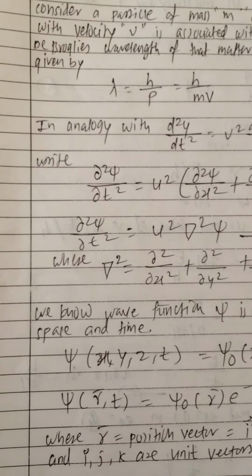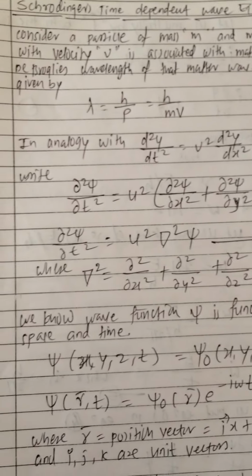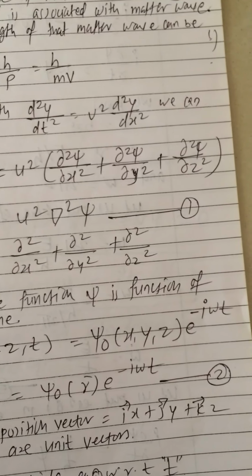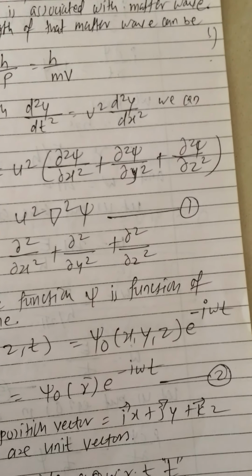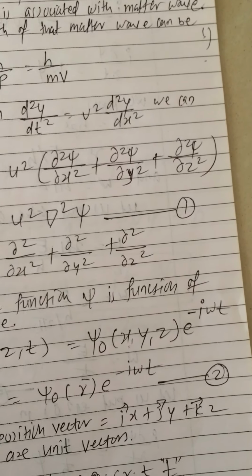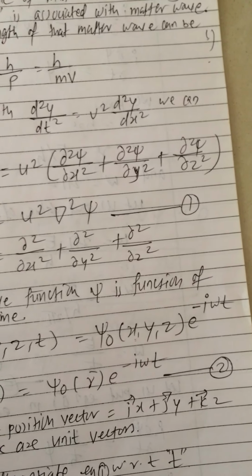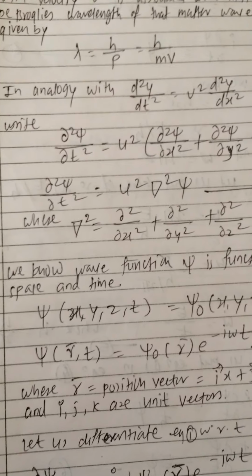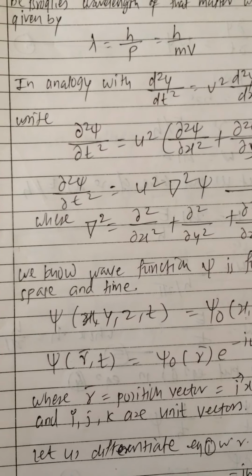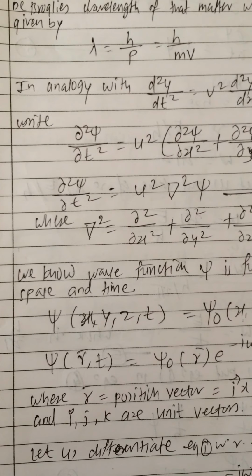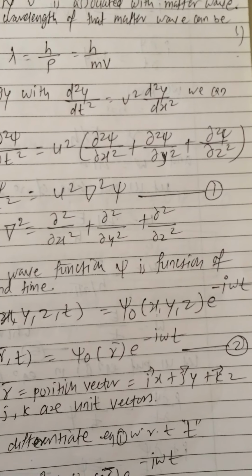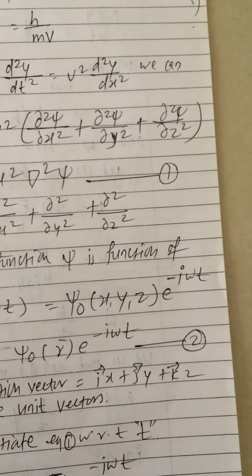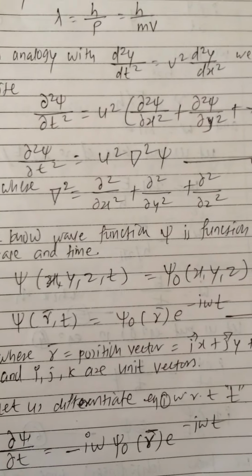We know the wave function psi is a function of space and time. So ψ(x,y,z,t) is equal to ψ0(x,y,z) e raised to minus iωt. Here ψ0(x,y,z) is nothing but the amplitude, and in the amplitude we don't require the time coordinate. We'll simplify this as x, y, z considered as a position vector, which is r bar. So ψ(r bar, t) is equal to ψ0(r bar) e raised to minus iωt. Here r bar is a position vector, which is nothing but i bar x plus j bar y plus k bar z, and i, j, k are the unit vectors.